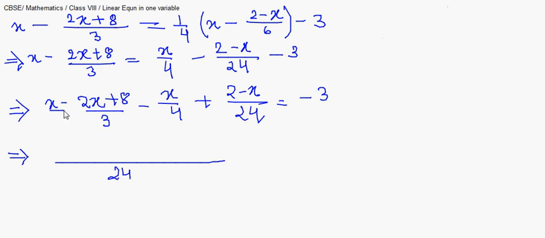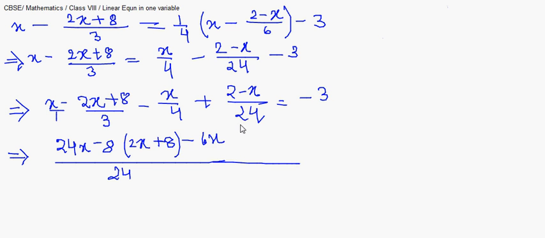This is 1, so it remains as 24x. On the other hand, it becomes 24 divided by 3 gives us 8. So I'll multiply 8 with 2x plus 8. 24 by 4 gives us 6, so it is 6 into x. 24 by 4, 24 is 1, so it is 1 multiplied to 2 minus x, that's giving us minus 3.